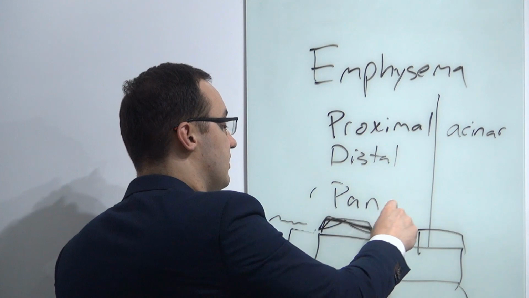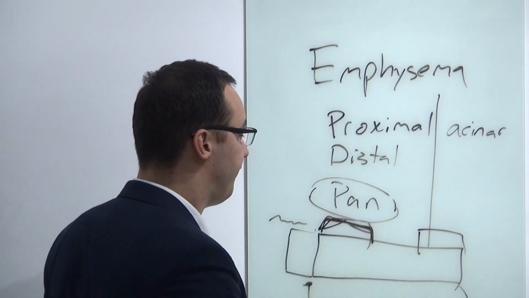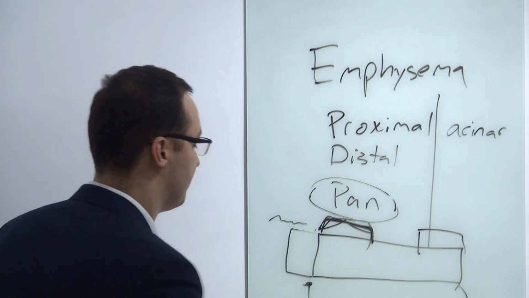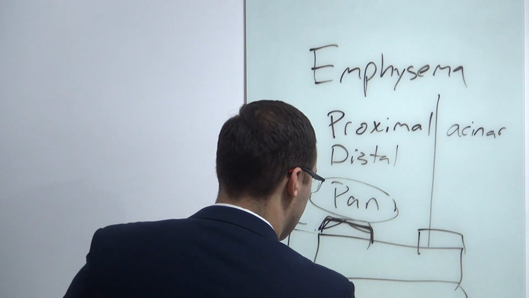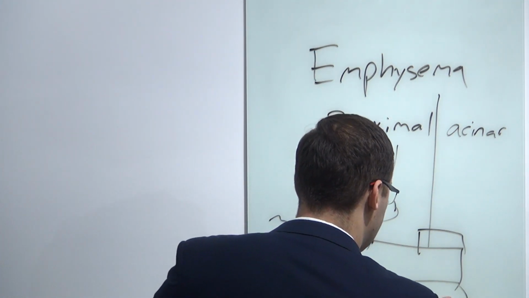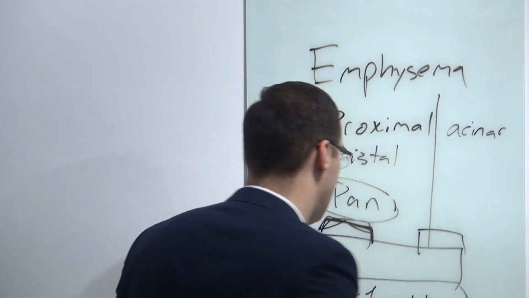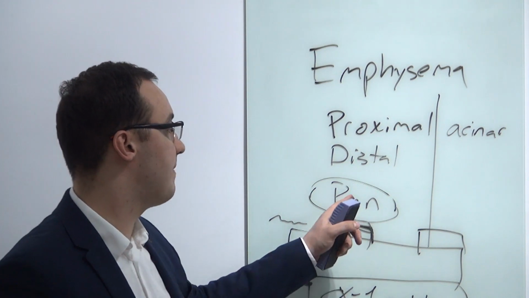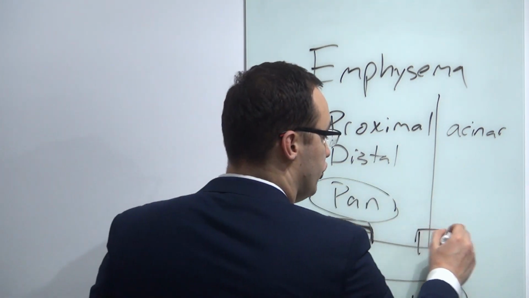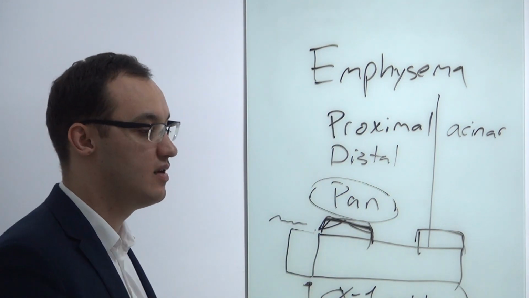The pan one, this is something related to alpha-1 antitrypsin. You draw it like this, alpha, and then 1 antitrypsin. Antitrypsin deficiency. Alpha-1 antitrypsin deficiency. That is pan. And the distal one, this part, will usually be causing spontaneous pneumothorax.